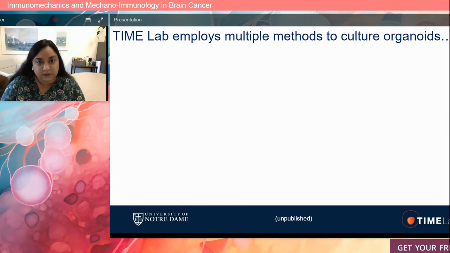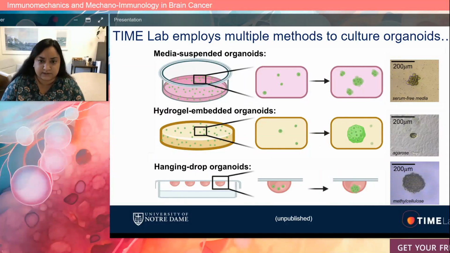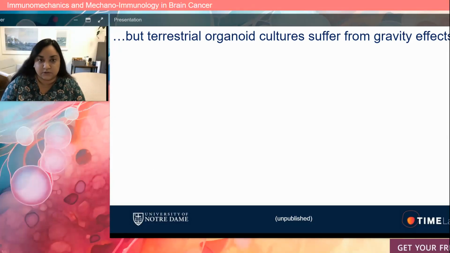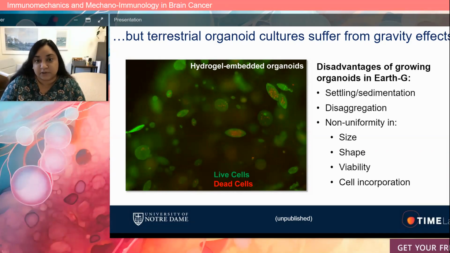So in our lab, we actually use multiple methods to try to culture these organoids. For the sake of time, I won't describe them here, but none of these approaches is new. They're all established in the literature, and each has their own advantages and disadvantages. But one of the big disadvantages, no matter what type of culture system we're using, is that on Earth, when we create these organoids, they actually suffer from a lot of effects due to Earth's gravity.